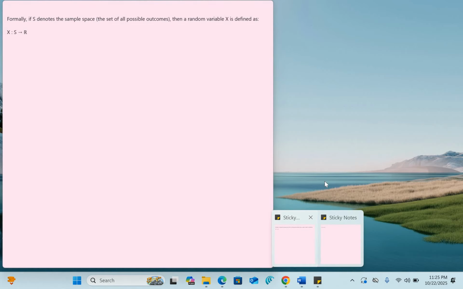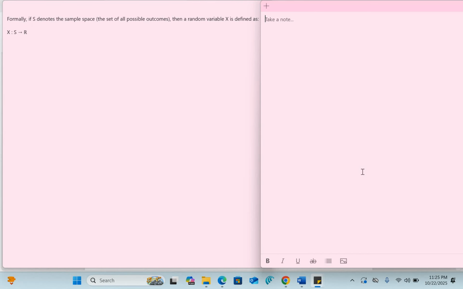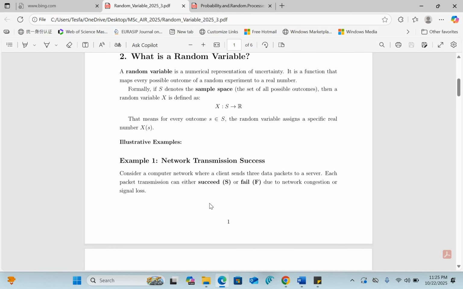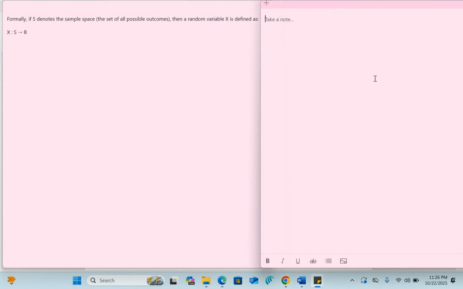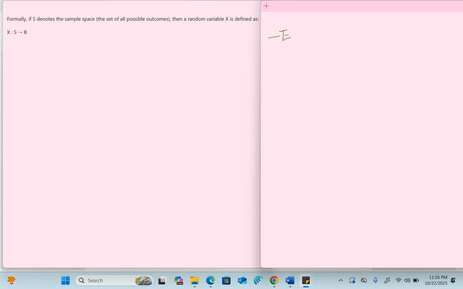Let's see an example: network transmission success. For every outcome s, an element of S, the capital S, the random variable assigns a specific real number X(s). What do we mean by that? Let's see it clearly. Consider an experiment E. There is an associated sample space of this random experiment, and then there is an outcome s, which is an element of the total sample space.